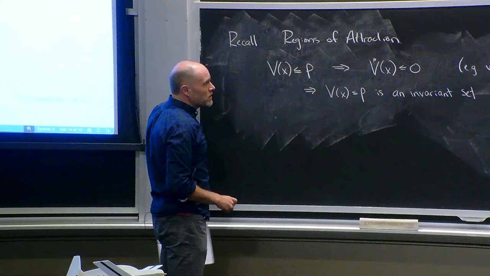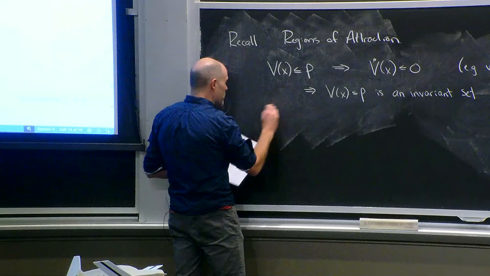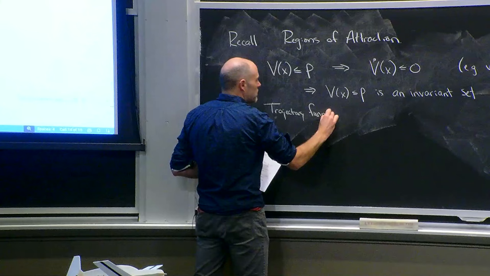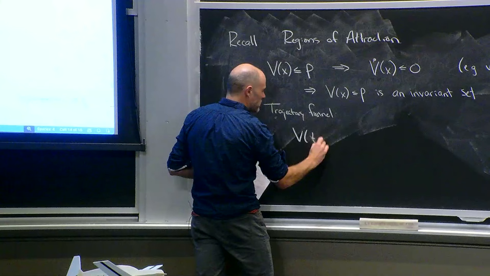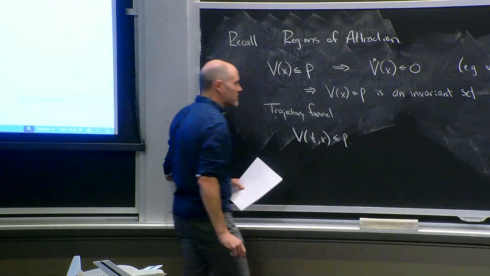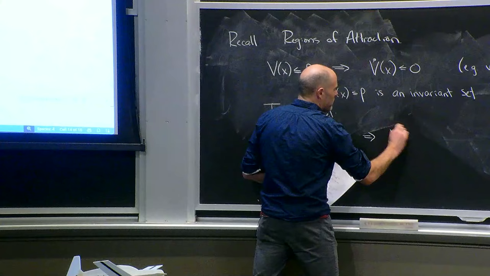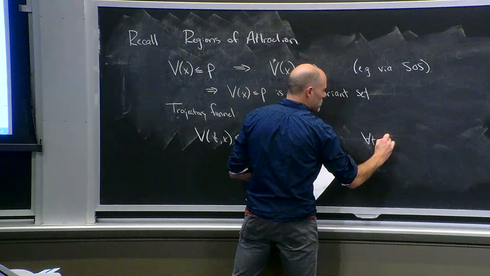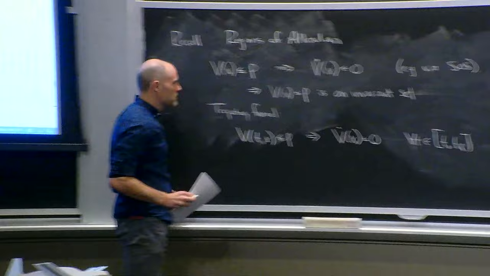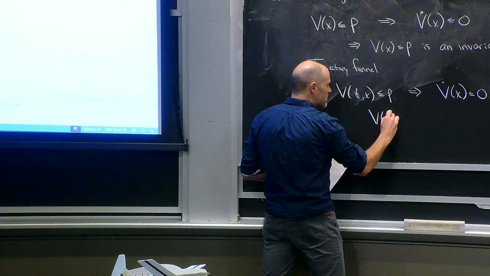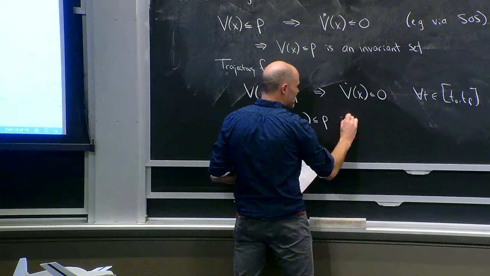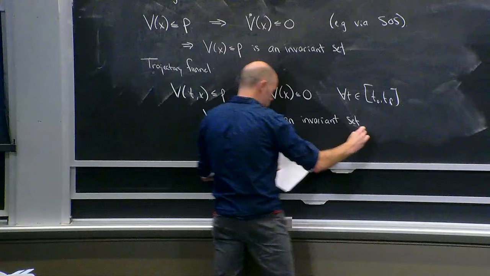What we're doing when we start getting into these time-varying things, the funnel version, is just a time-varying Lyapunov function. Call it V, which depends on both time and x. I'd like that to be less than some rho. And if I can say whenever that is true, I have V dot of t, x less than or equal to zero, and let's say it's defined for all times in some interval, then the same thing I can say, this implies that V of t, x less than rho is an invariant set over this interval.